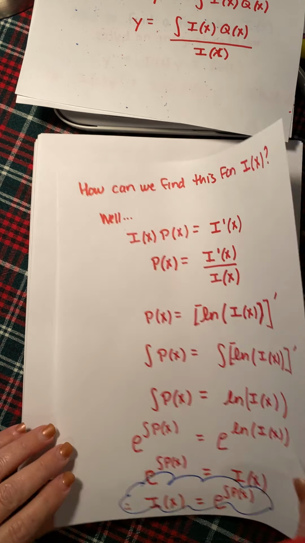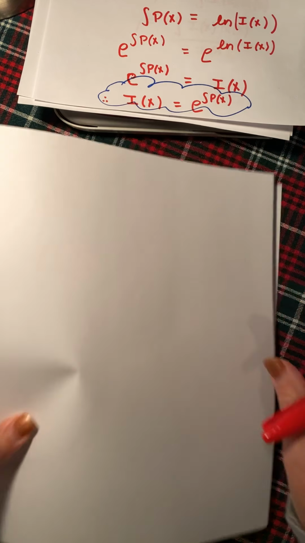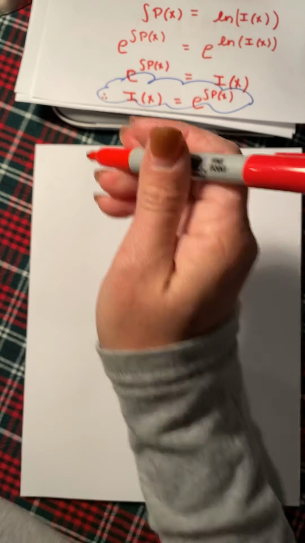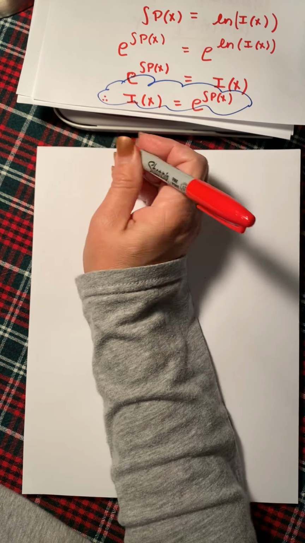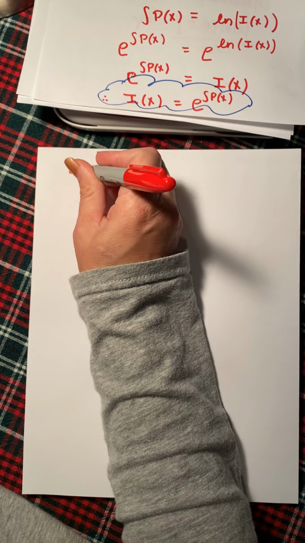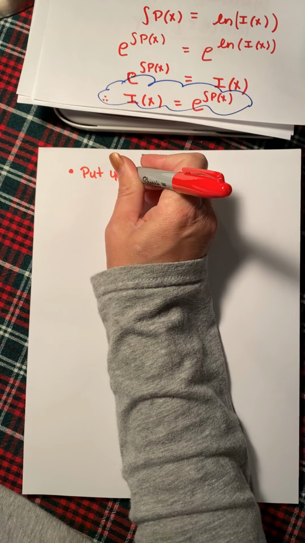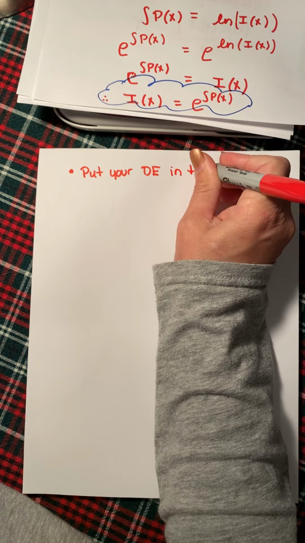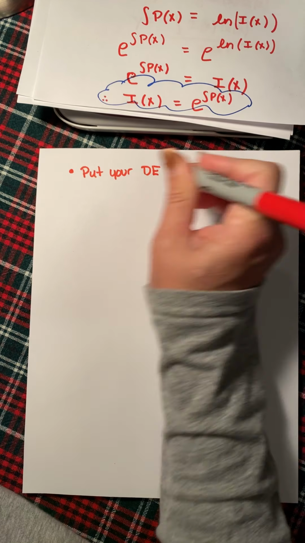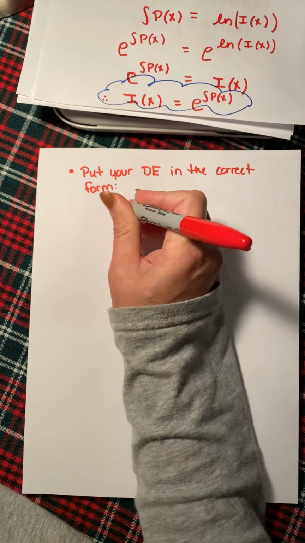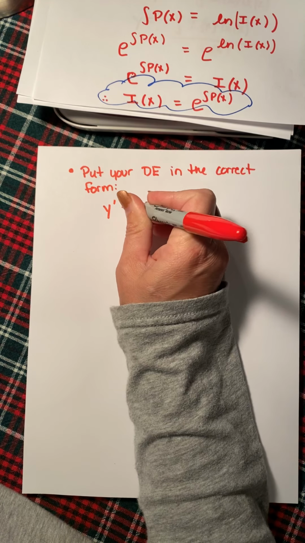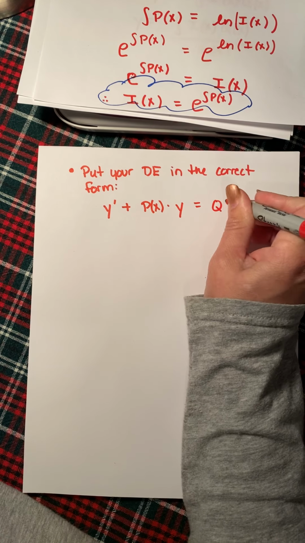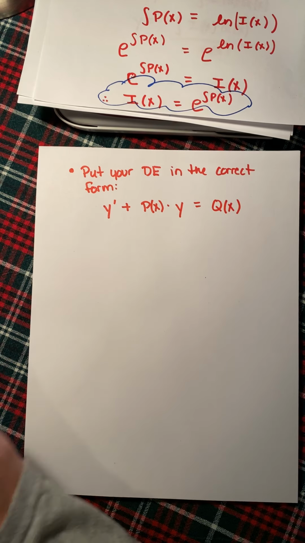All right, so let's just write down the steps. And it's better to do the steps and understand the logic behind them than to try to memorize the template. So given a first order linear differential equation, we want to make sure we put it in the correct form. If you can't put it in this form, then you cannot solve it this way. Put your DE in the correct form. We need the derivative of the unknown function plus some function of x times the unknown function y equals some function of just exclusively x on the right-hand side.